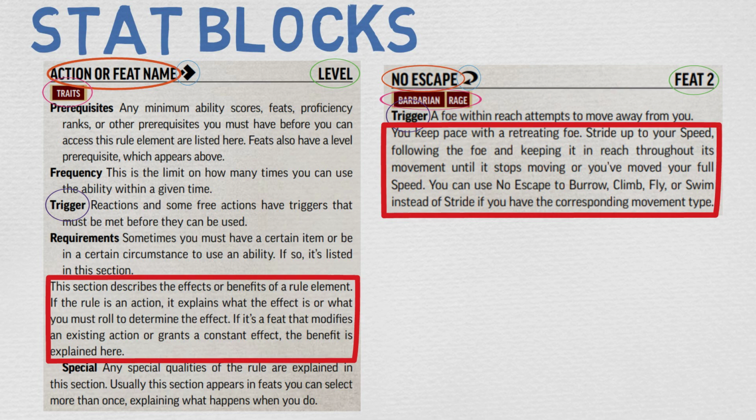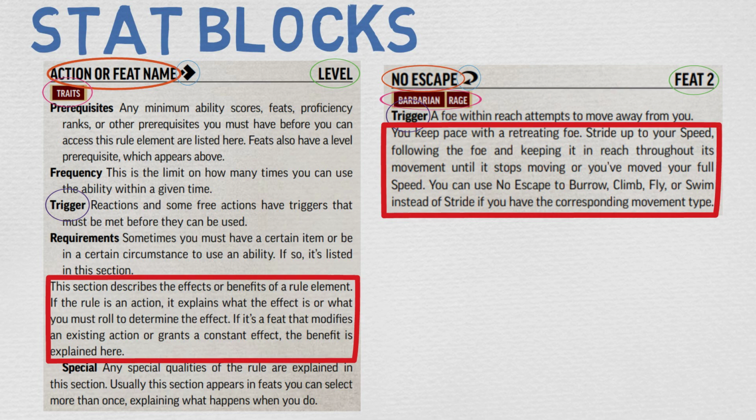And then usually underneath trigger you'd have requirements, which once again our example doesn't have. By the way, there are no examples I was able to find in the entire book that have all of these, so I just picked one that had about half and then rolled with it. That's why I picked No Escape. It was just one of the first ones I came across that checked most of the boxes. Anyways, back to requirements. Sometimes you must have a certain item or be in certain circumstances to use an ability; if so it is listed in this section.